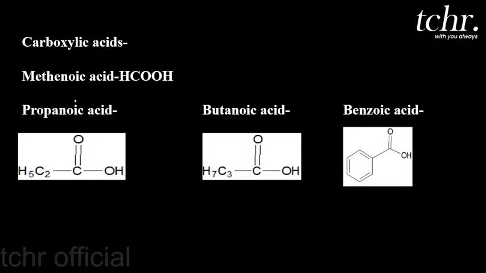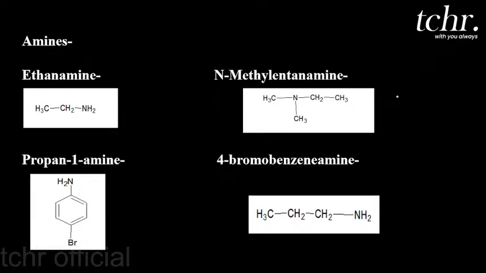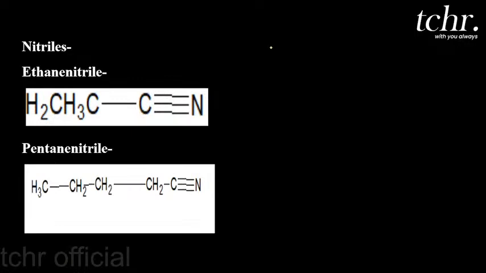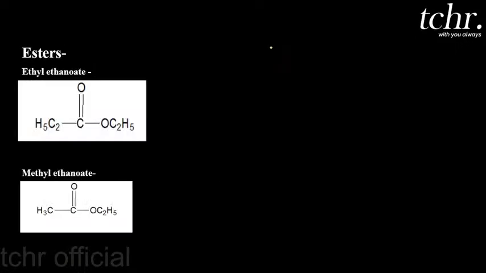See, how do you write the structure of propanoic acid? This is for your practice. Okay, butanoic acid, benzoic acid: C6H5COOH, a carboxylic group bonded to the benzene ring, we call it benzoic acid. So just now I discussed some of the amines, how to name amines, nitriles, thiols, esters.